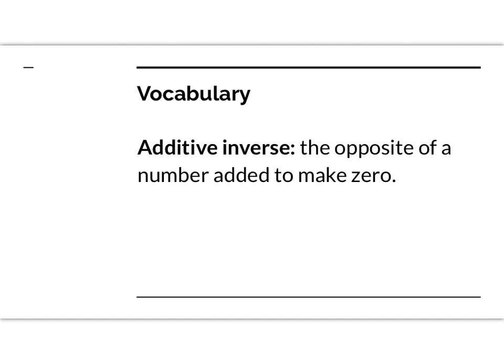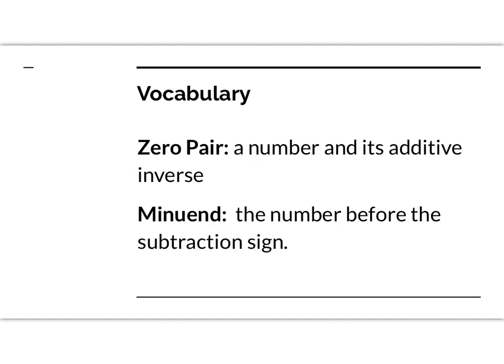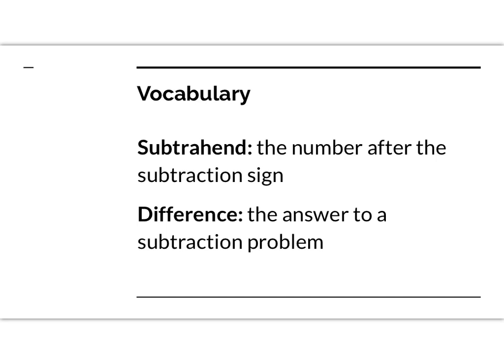This is a property of numbers, the additive inverse. A zero pair is a number and its additive inverse. Basically, a zero pair adds to zero. So think positive 3 and negative 3. If you put them together, different signs subtract, so you get 0. That's what a zero pair is. A zero pair will always make 0.